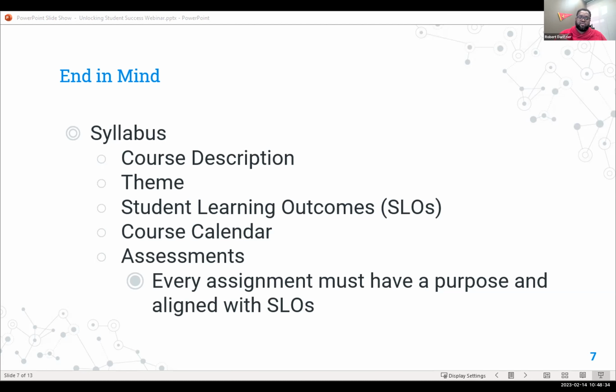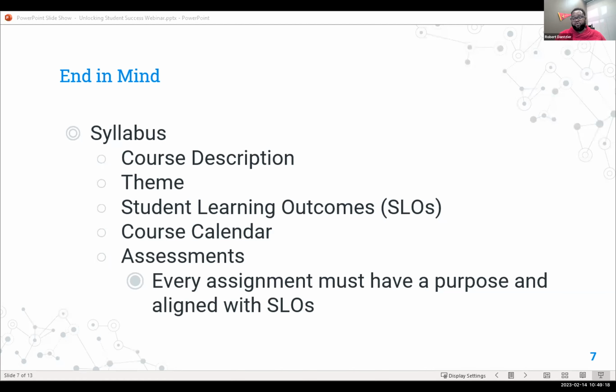And in a class like diversity, I use a lot of reflections as opposed to exams and quizzes and things like that, because I want to challenge my students to think deeper, as opposed to just remembering a definition or an example. How is this applicable to my life? So every assignment that I create or have my students do, I want to make sure that it has a purpose connected to the course and is aligned with the student learning outcomes. And ultimately, how will this look outside of UDC?